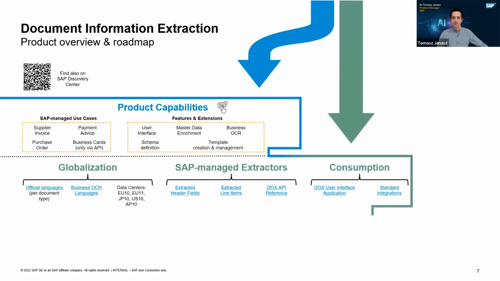What about globalization? We all know that global enterprises work across different regions and countries. So that's why we need to support more and more languages. There are different languages that are being supported per document type. They are all documented on SAP Help portal. The business OCR engine that I've just mentioned has a much wider support for languages. However, here we do not provide any pre-trained models. Business OCR lets you create your own processing logic.